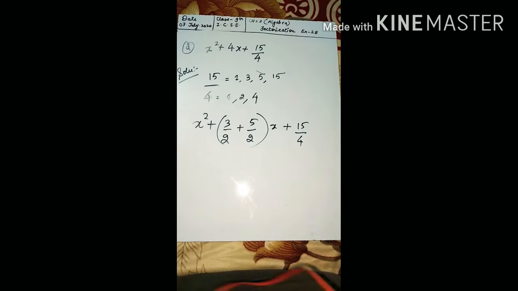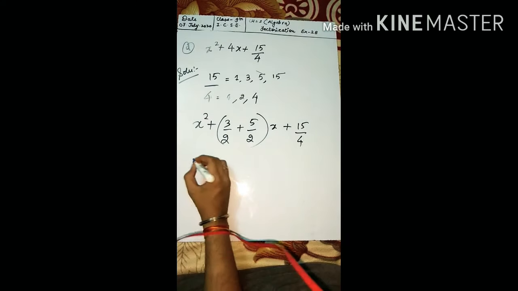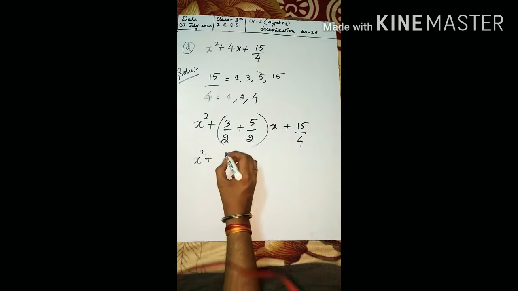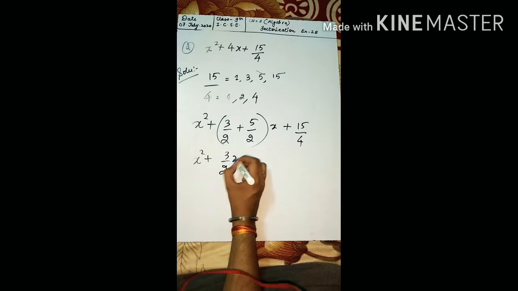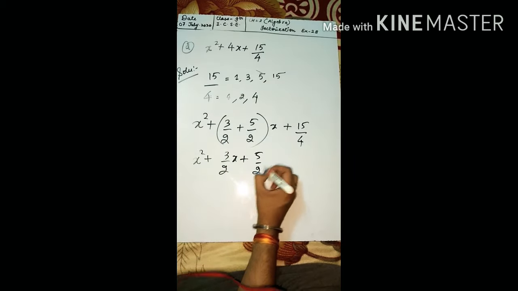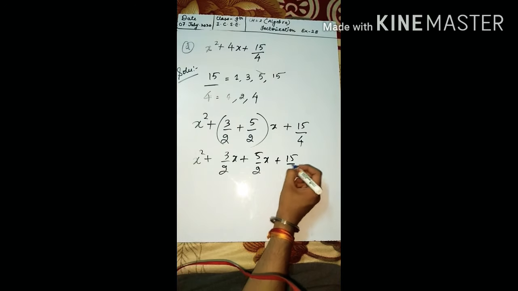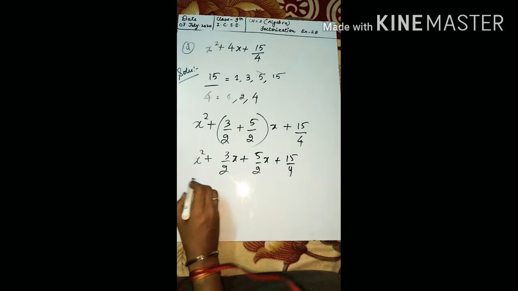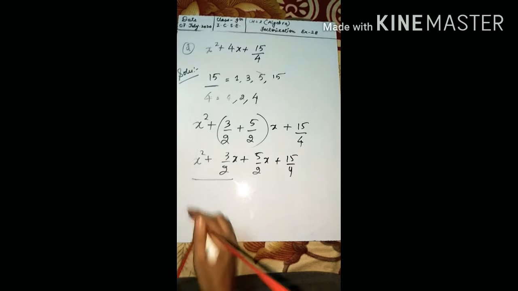Okay, now open this bracket. So this is x square, this is x plus 5 upon 2 x plus 15 by 4. Now from these two you can take x common.